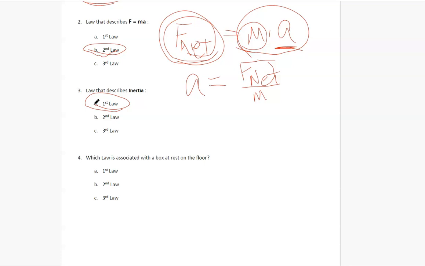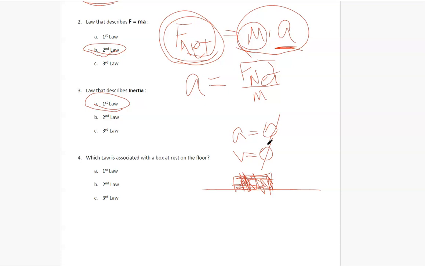Okay. Which law is associated with a box at rest on the floor? So we have the floor, we have a box, and it's just sitting there. I'll just make our box here, and it's just sitting here. The velocity of this box is 0. The acceleration on this box is 0. And the net force on this box is also 0.